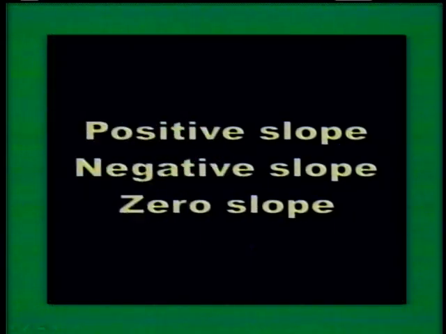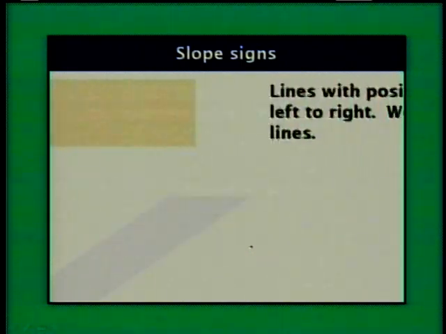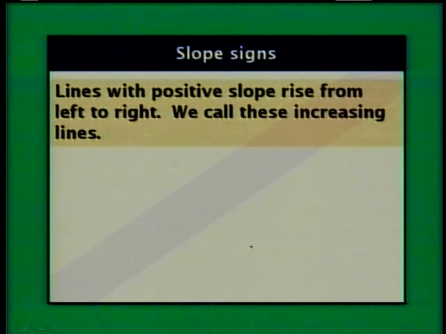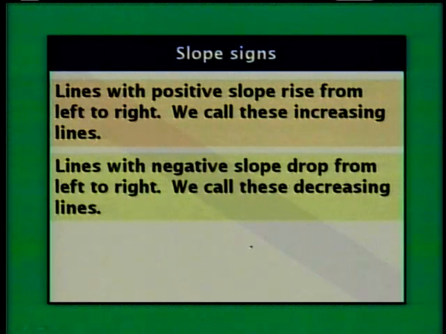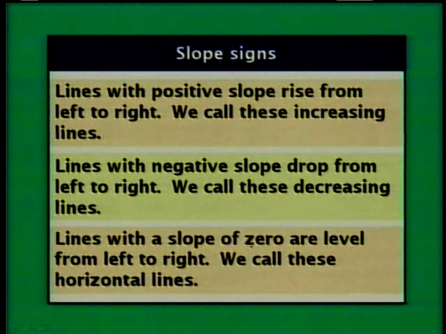Now I want to talk a little bit about the ramifications of positive slope, negative slope, and zero slope. Here's some facts. Lines with positive slope rise from left to right. We call these increasing lines. Lines with negative slope drop from left to right. We call these decreasing lines. Lines with a slope of 0 are level from left to right. We call these horizontal lines.